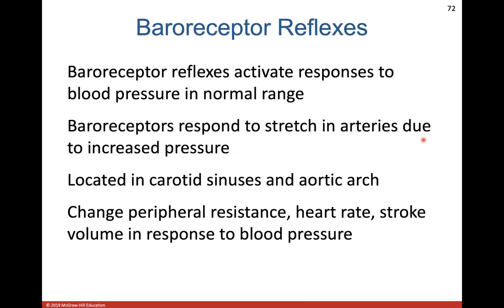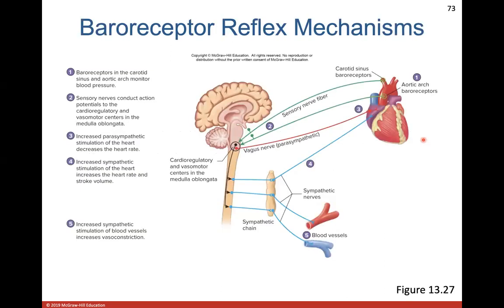Baroreceptor reflexes will activate responses to keep blood pressure in a normal range. They respond to a stretch in arteries due to an increased pressure, and they're located in the carotid sinuses and the aortic arch. The peripheral resistance, heart rate, and stroke volume will all change in response to blood pressure. So here are the baroreceptor reflex mechanisms.